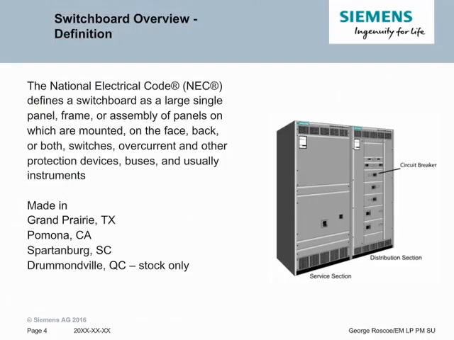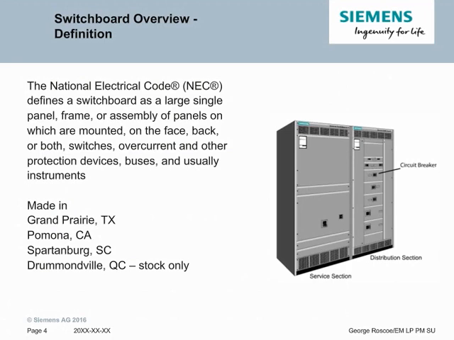According to the National Electric Code, switchboards are defined as a large single-panel frame or assembly of several panels on which, mounted on the face, back, or both, switches, overcurrent, and other protective devices, buses, and instruments are mounted. Essentially, switchboards are a large set of panels interconnected via busing. They carry current from one side of the switchboard to the other. It normally sits at the top of a commercial distribution system for low voltage.